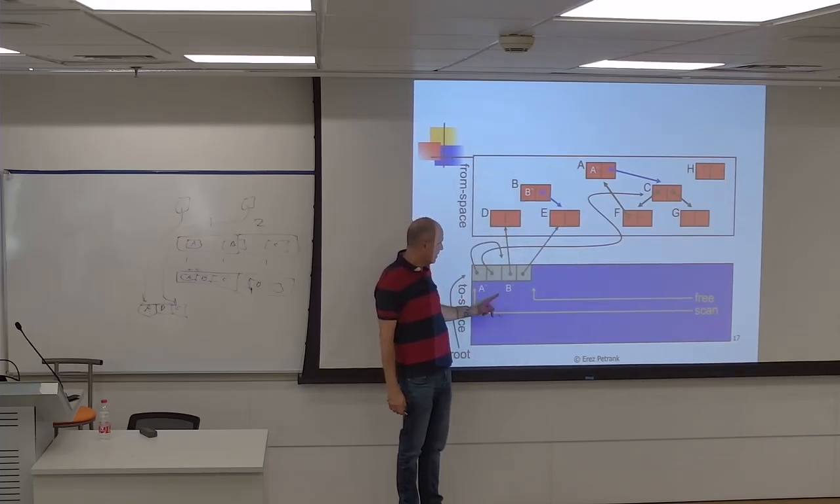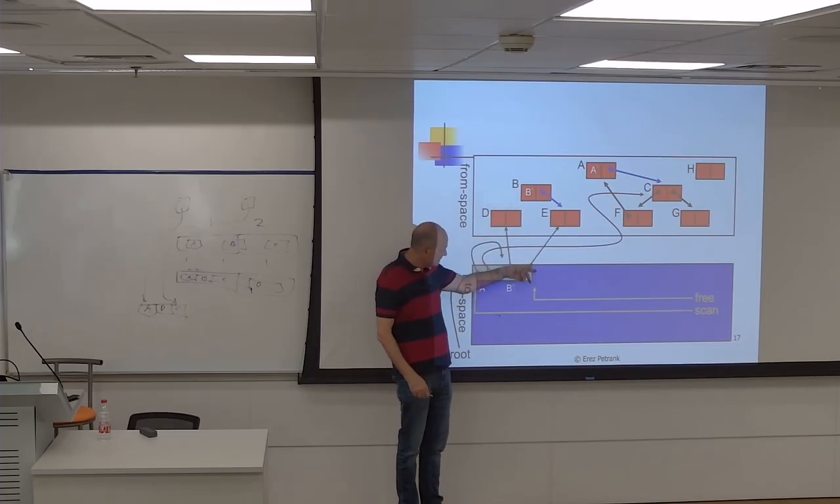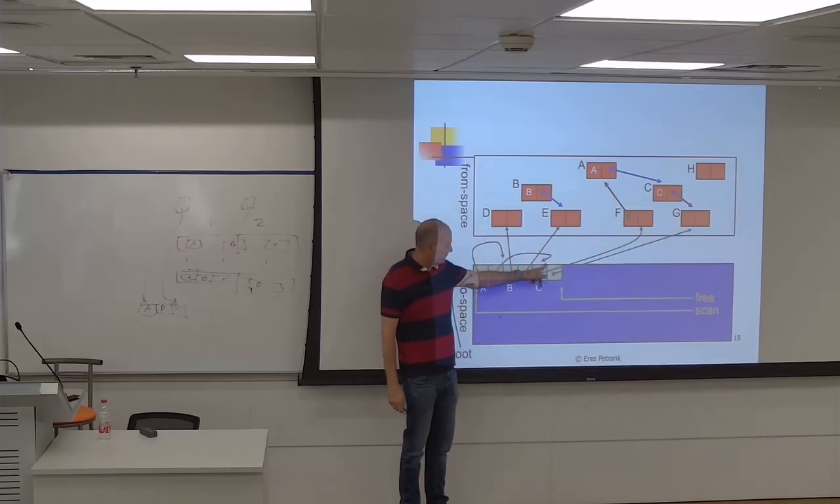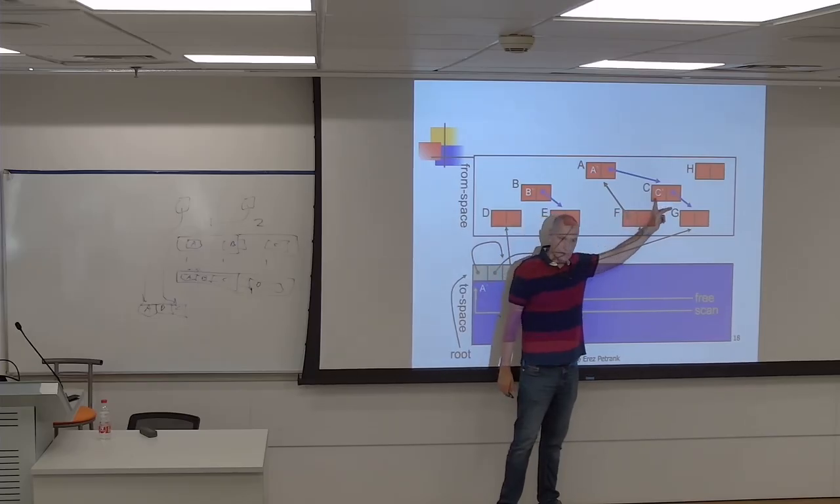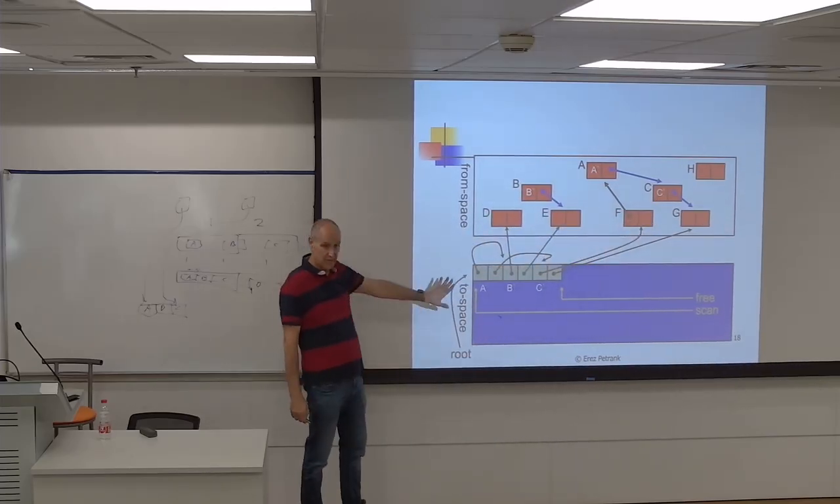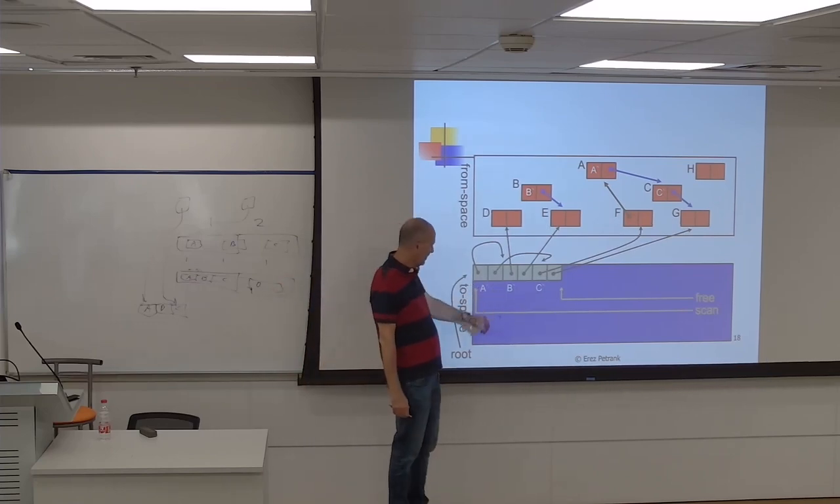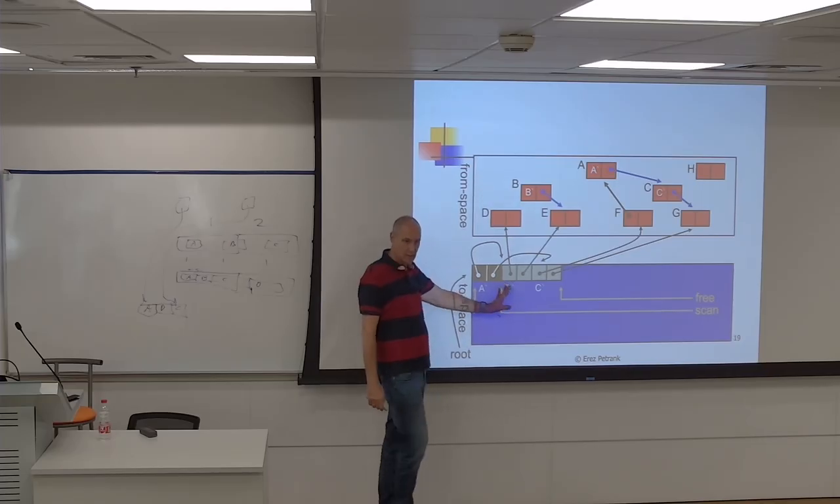Okay, so now I'm going to the second pointer in A, and it points to C. C was not copied, so I need to copy it, leave a forwarding pointer, and fix the pointer. Here it is, pointer fixed. I copied C to here, and I left a forwarding pointer saying where C was copied. Cool, so now I'm done with A. Let's mark it black. I moved the scan pointer, I'm done with A.